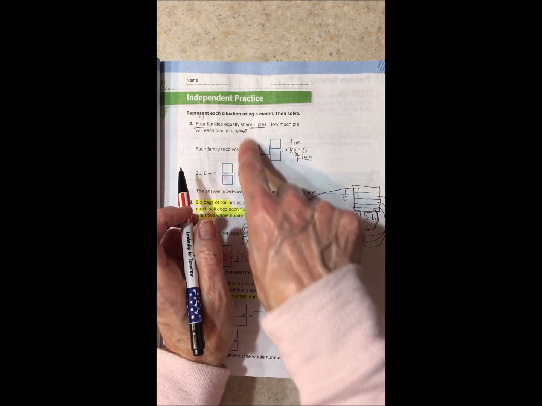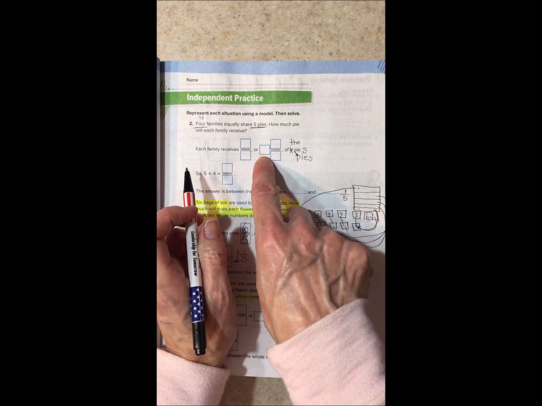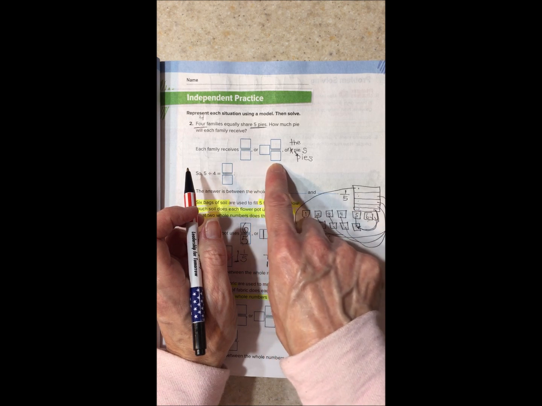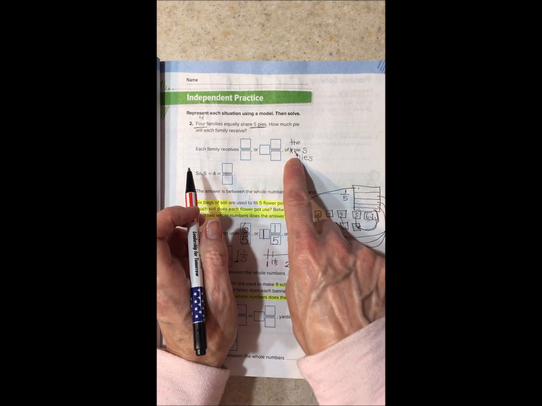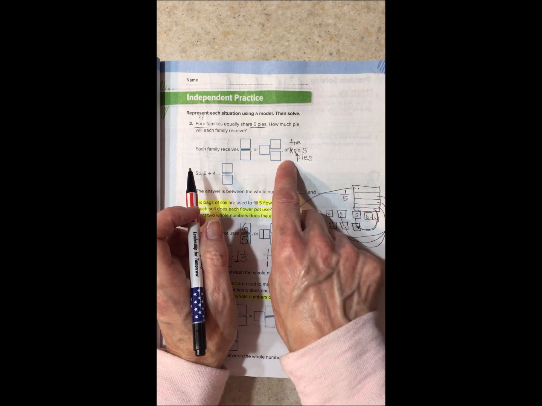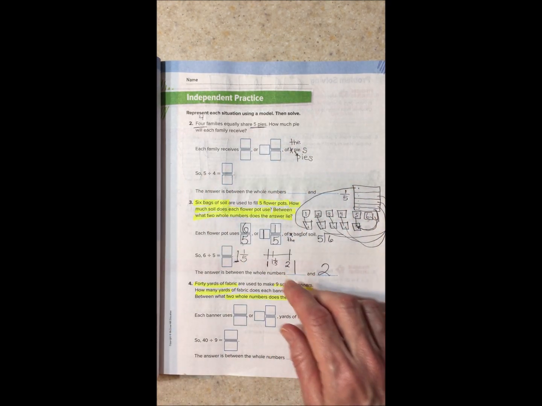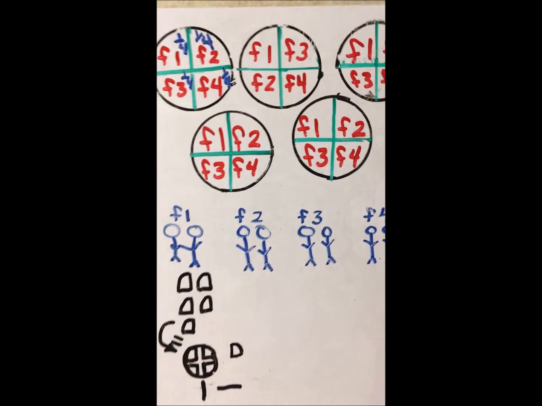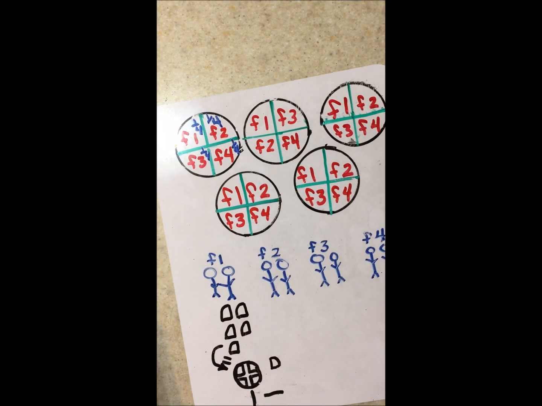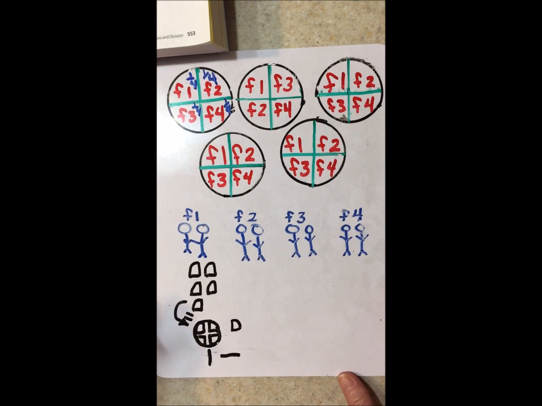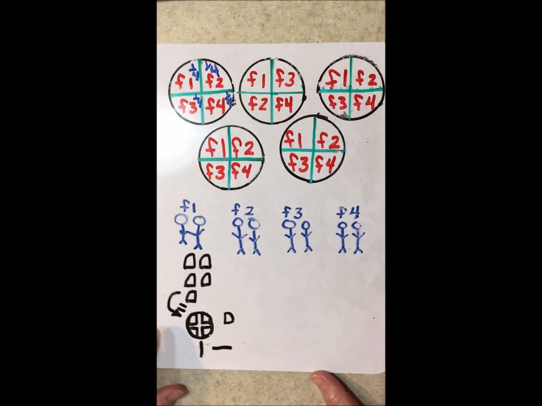Each family receives this fraction, or it's going to become a mixed number, a whole number with a fraction of, not a pie, the pies. There's 5 of them. So we'll find out by doing the work. Here we go. And move that out. Okay, here we go.